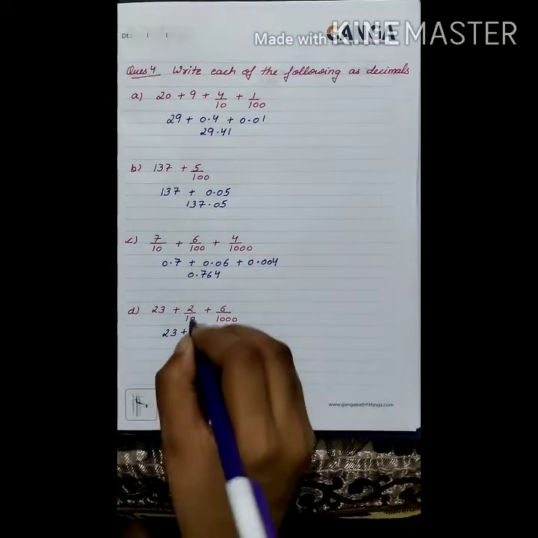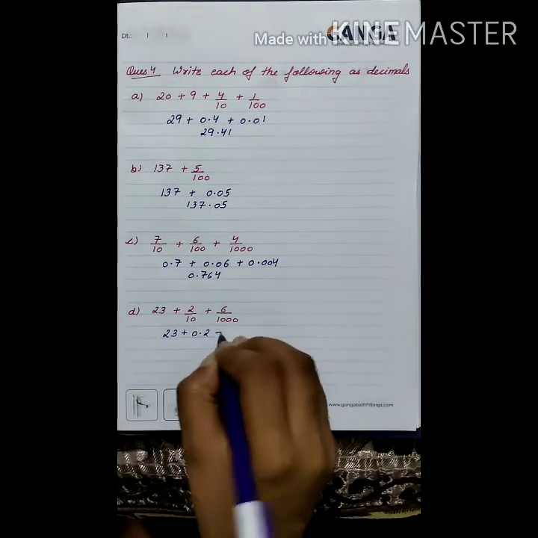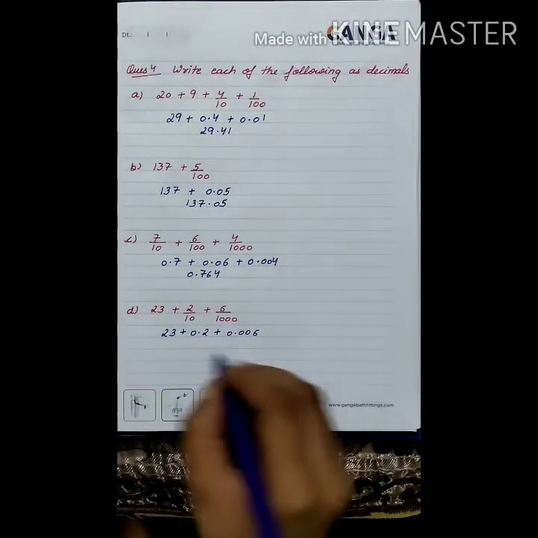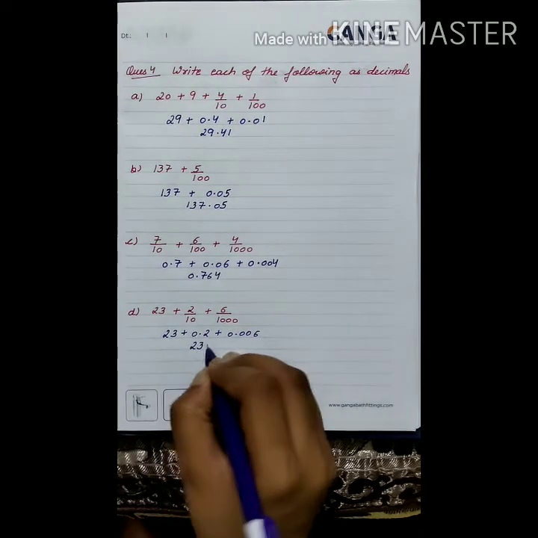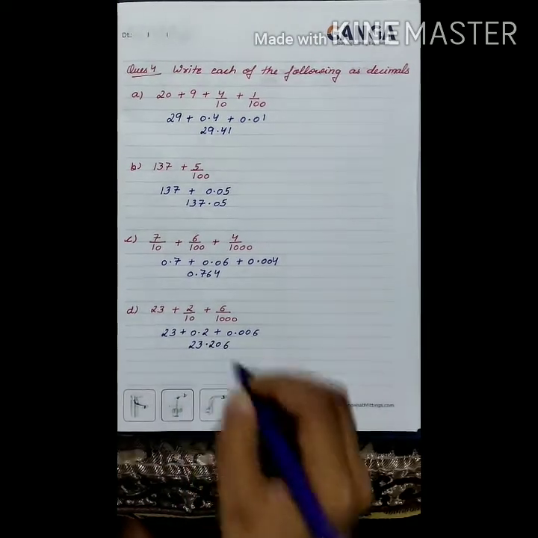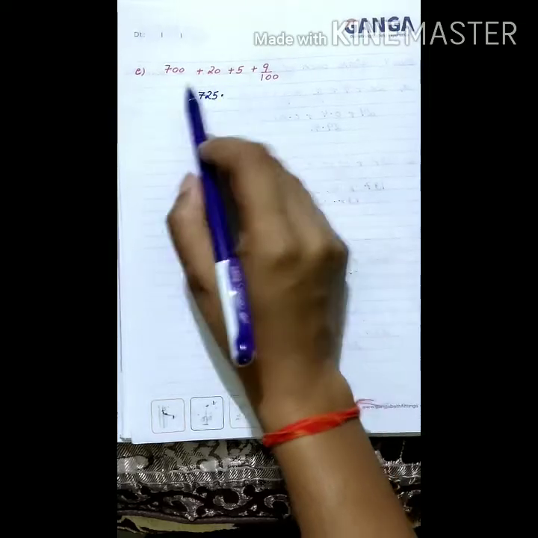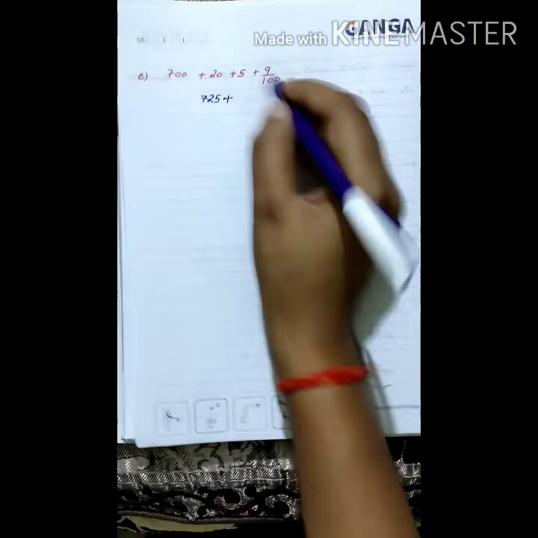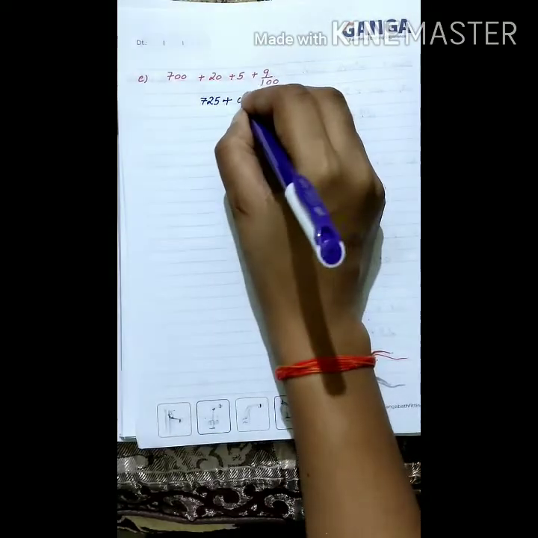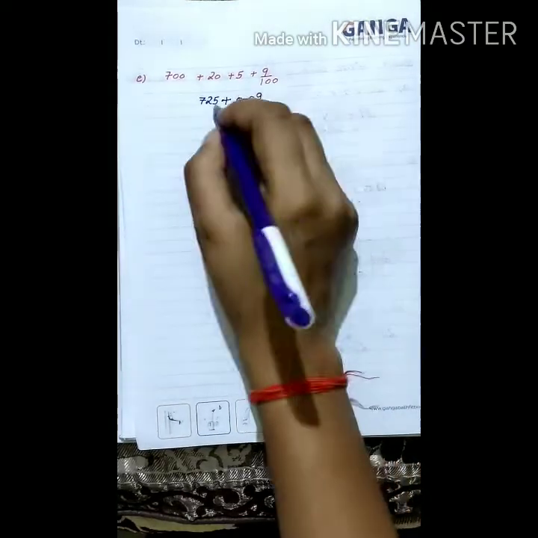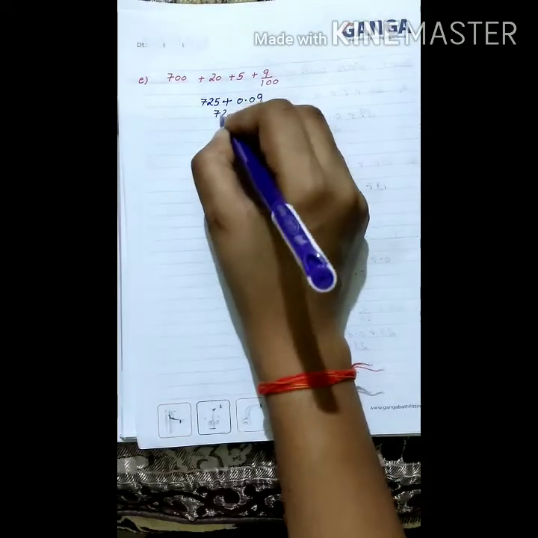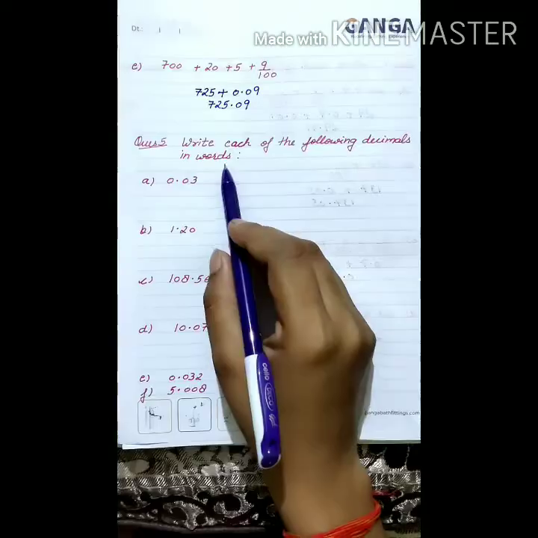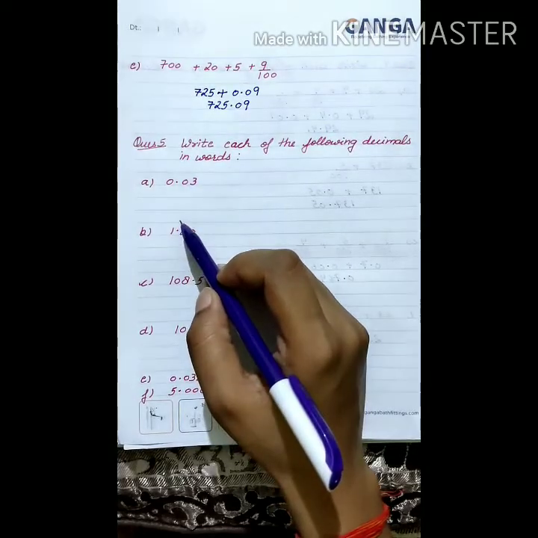D part, 23 plus 2 upon 10 plus 6 upon 1000. 23 plus 2 upon 10 is equal to 0.2 and 6 upon 1000 is equal to 0.006. After addition, we will get 23.206. E part, 700 plus 20 plus 5 is equal to 725, plus 9 upon 100 is equal to 0.09. And after addition, we will get 725.09.